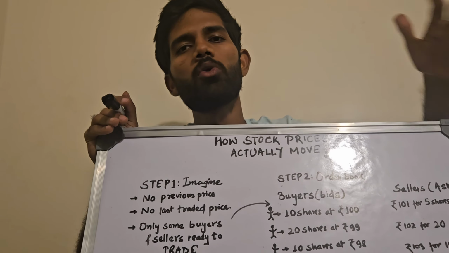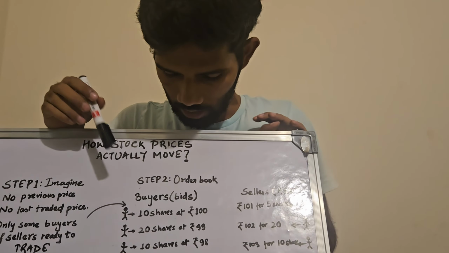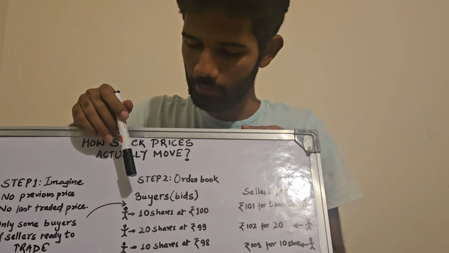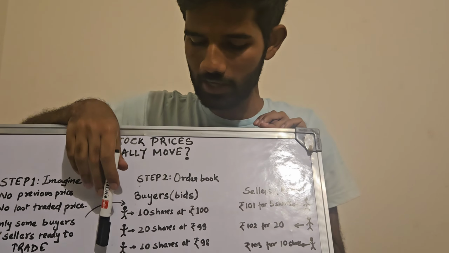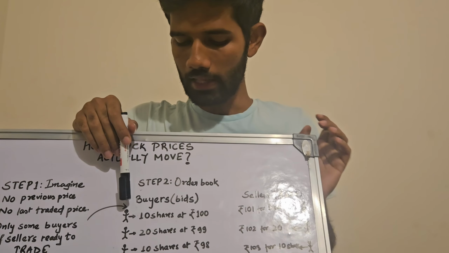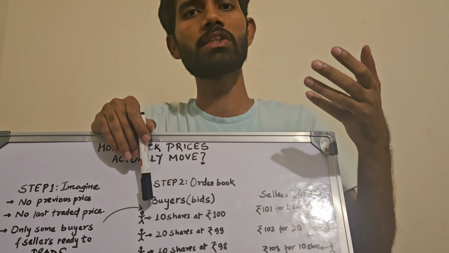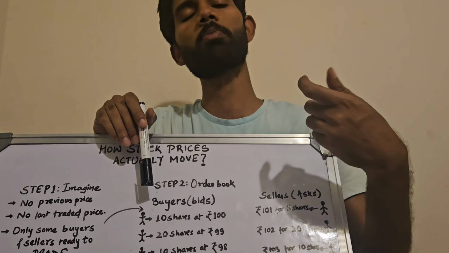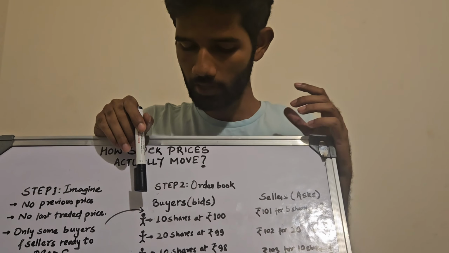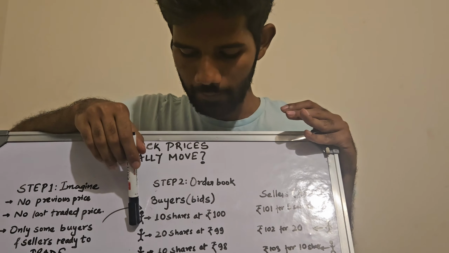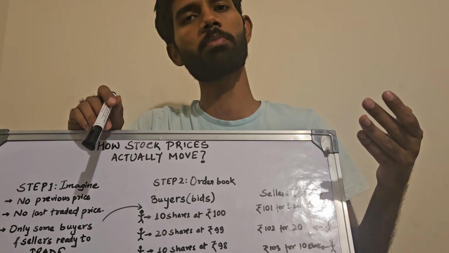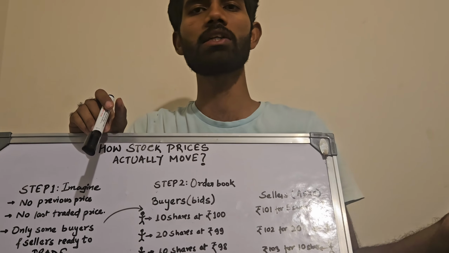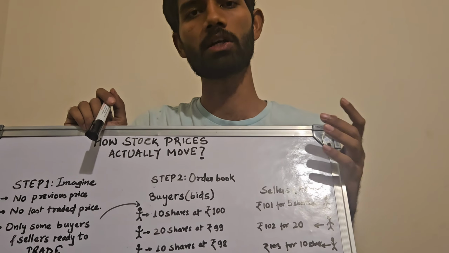How does the order book look like? If you focus here, there would be a few buyers and a few sellers. There are 3 buyers. The first buyer is saying that I'll buy 10 shares at 100 rupees per share. The second buyer is saying that I'll buy 20 shares but at 99 rupees per share. And similarly, the third one is saying I'll buy 10 shares but at 98 rupees per share.